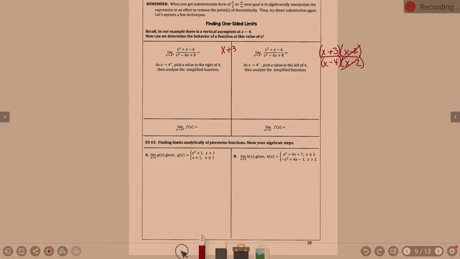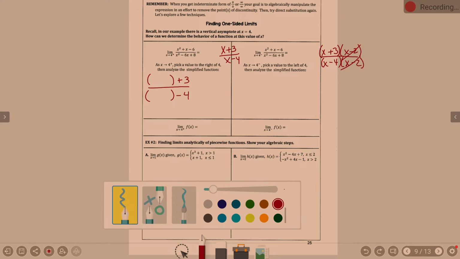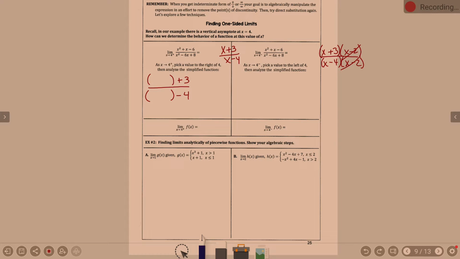So plugging in isn't going to work the other way. But can we plug into that? As soon as I started doing that, I'm like, oh, we definitely did that on the other page, just not where I thought. So if we plug that in, and we'll have to pick up tomorrow, but doing some number plus 3 over some number minus 4. If we're trying to go from the right, and we're trying to pick a close number from the right, how about 4.0001?